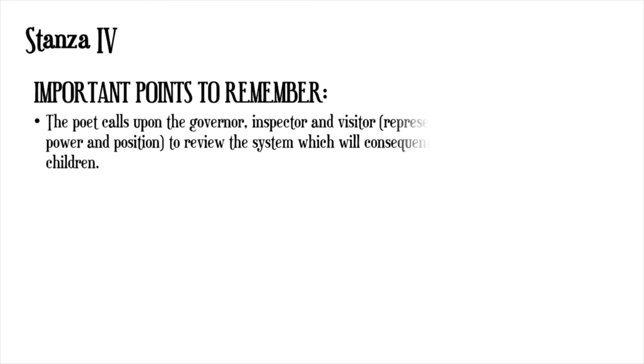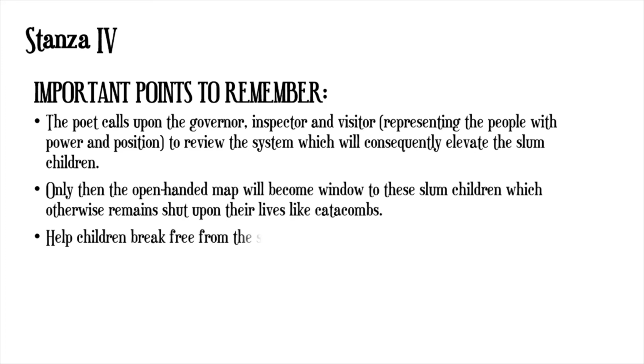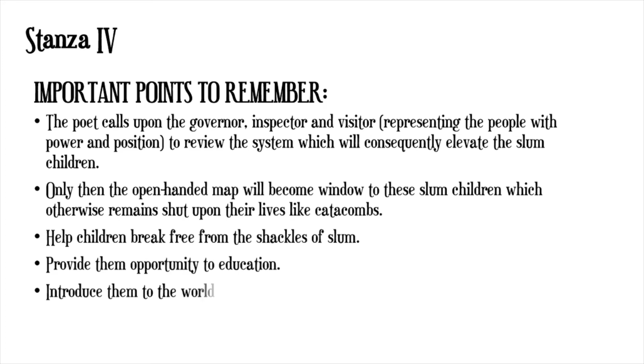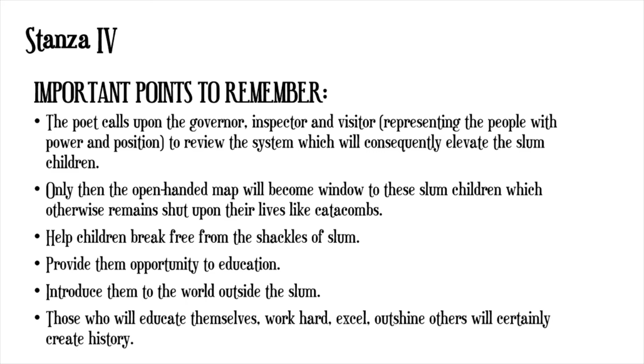After this, finally, we come to the final and fourth stanza of the poem, where the important points are: the poet calls upon the governor, inspector, and visitor. All these people represent those who possess power and position. And the poet appeals to them to review the system, which will consequently elevate these slum children.